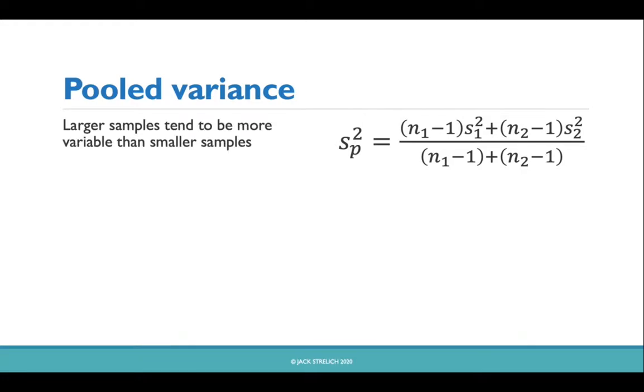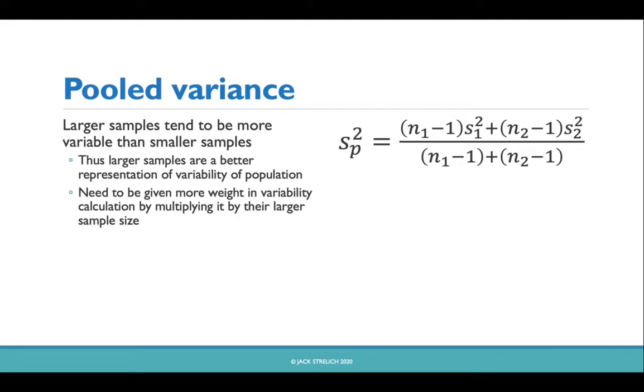Larger samples tend to be more variable than smaller samples, which means that larger samples are a better representation of the variability of the population, which again is the thing that we're trying to estimate using the sample variability. This means that we want to give them more weight in the variability calculation, and we do this by multiplying them by their larger sample size.